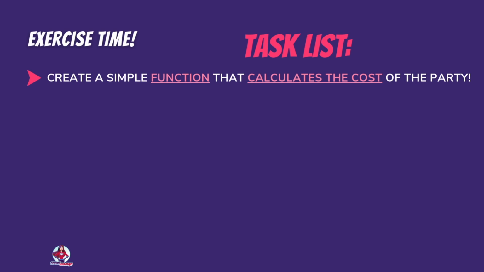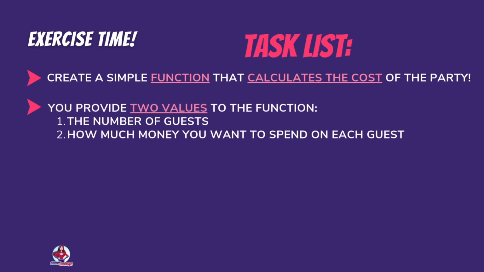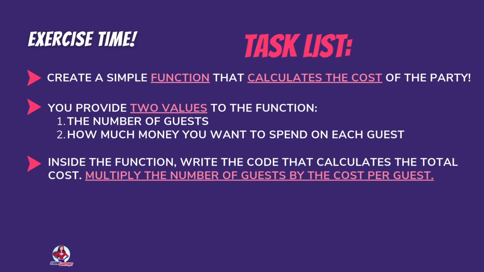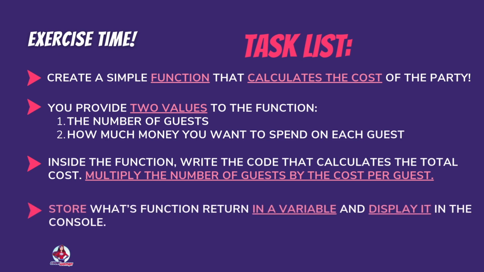Your challenge is to create a simple function that calculates the cost of your next party. You just need to provide two things to the function: the number of guests and how much you want to spend on each guest. These are your function parameters. Inside the function, you write code that calculates the total by multiplying the number of guests by the cost per guest. Store the function's return in a variable and then display it in the console.